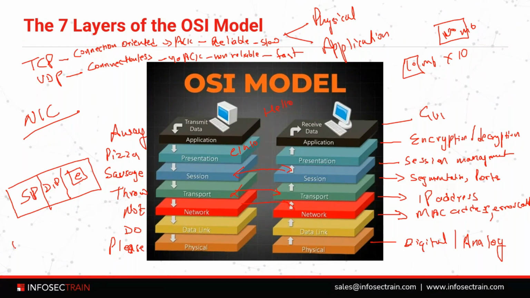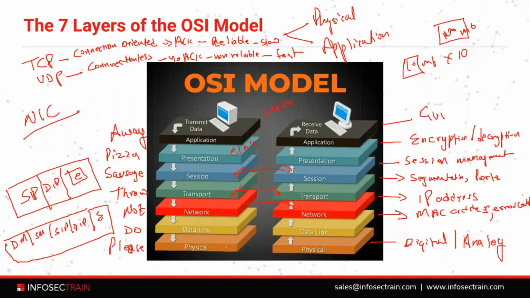The data link layer will add the destination MAC address and source MAC address to the packet, right? This is called a frame. This frame will be sent to the physical layer. The physical layer will send it to the physical layer of the receiver, and then the receiver's physical layer will convert it into the format so that other layers can understand.